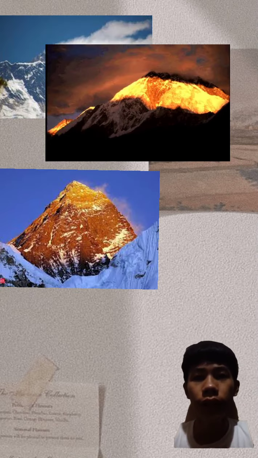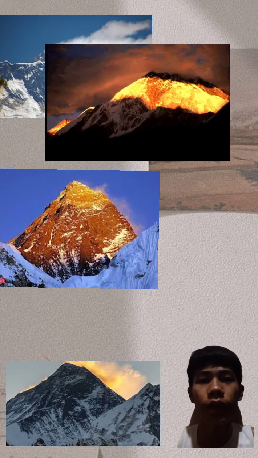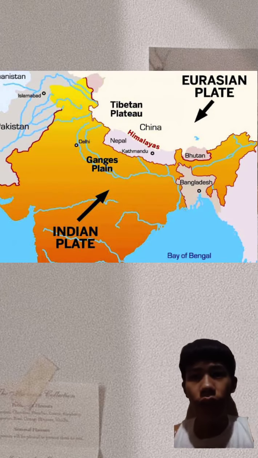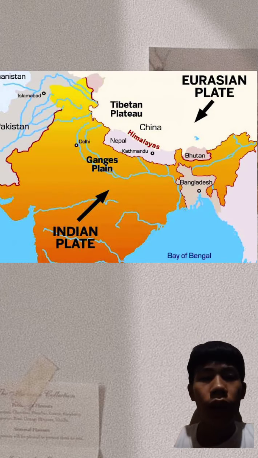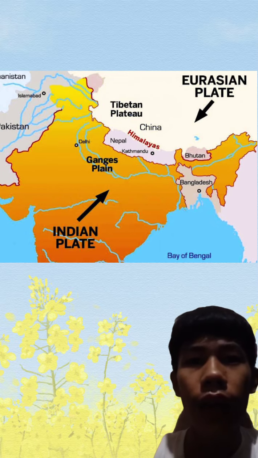Our topic is about Mount Everest. Earth scientists estimate that Everest is 50 to 60 million years old. The mountain was formed by the upward force generated when the Indian and Eurasian tectonic plates collided, pushing up the rocks that formed the highest mountain on Earth, called Mount Everest.